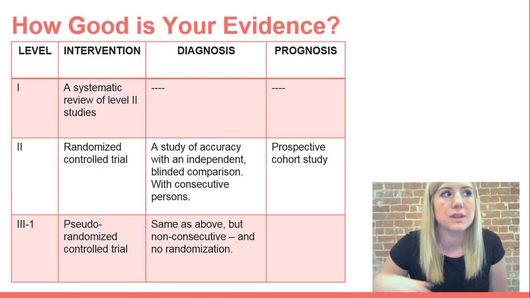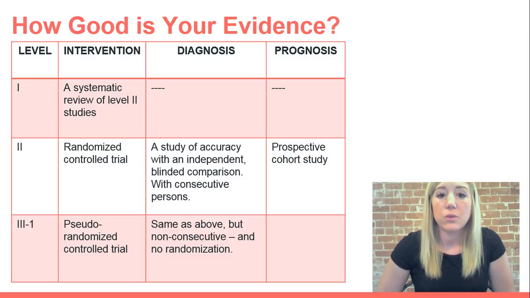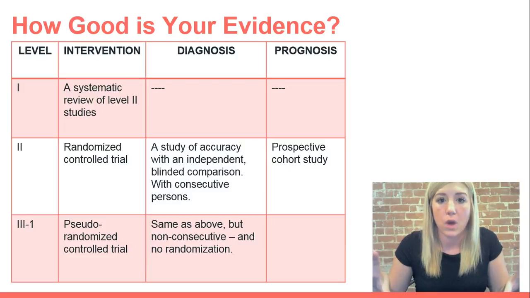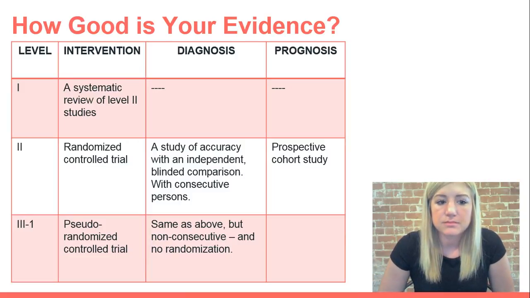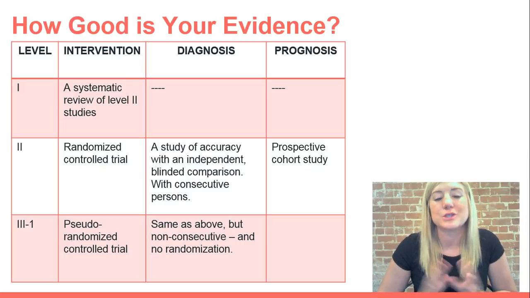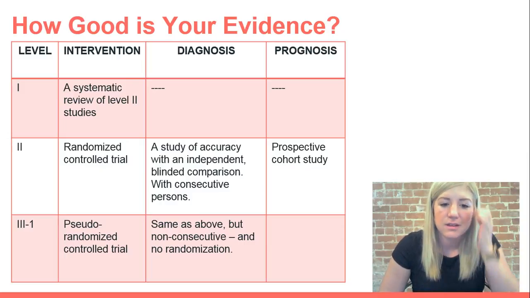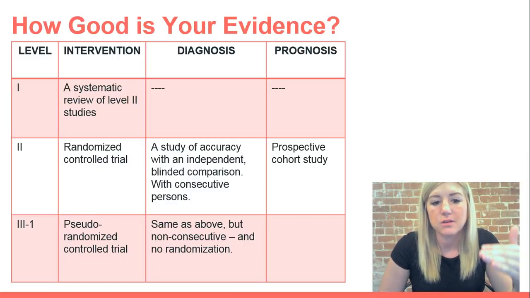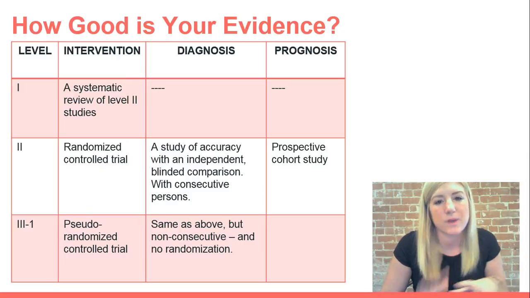Moving on to the levels of evidence. So level 1 being the highest, the best kinds of evidence. This would be a systematic review of level 2 studies, is number 1. The next would be a randomized control trial. The third would be a pseudo-randomized control trial. So it's the same as the randomized control trial, but not true randomization.